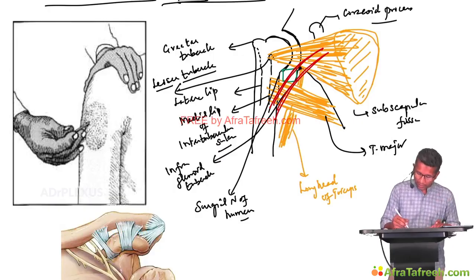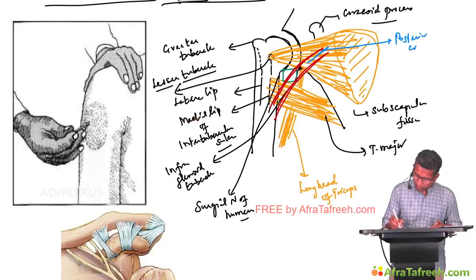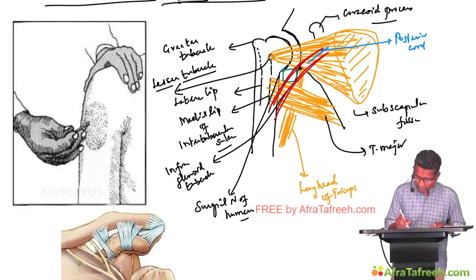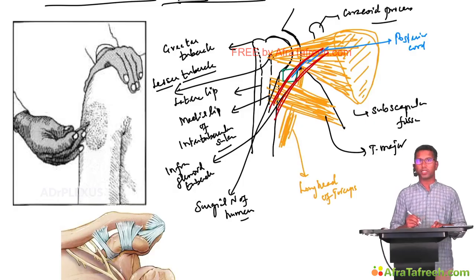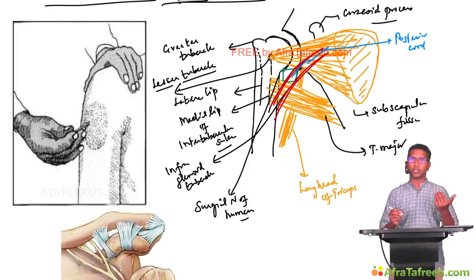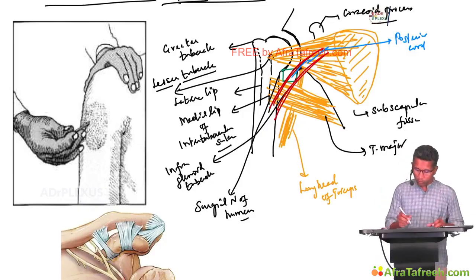Just behind the axillary artery you get a cord. This cord is called the posterior cord of brachial plexus. From the posterior cord of brachial plexus you get a nerve called the axillary nerve. After arising from the posterior cord, this axillary nerve enters the quadrangular space, and in the quadrangular space it divides into two divisions: one is the anterior division, another one is the posterior division.